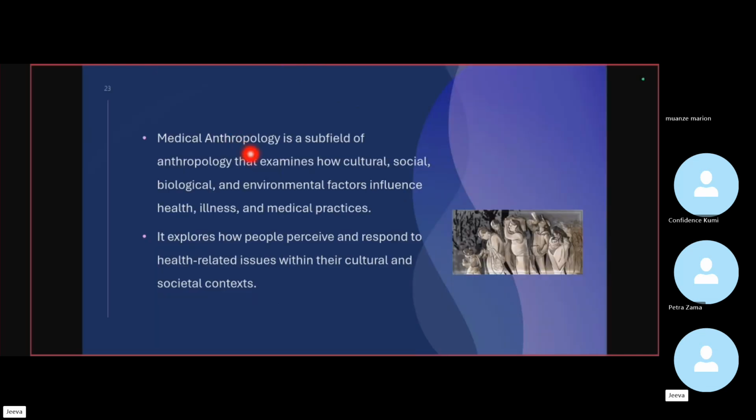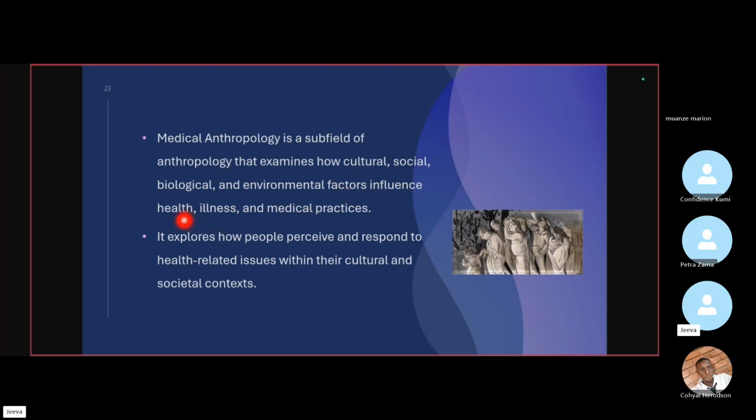So medical anthropology is another subfield of anthropology, which will examine how the culture, the social, the biological, and the various environmental factors can influence the patient's health, illness, and the medical practices. So this is what your anthropology will look after. That means it examines how the different cultures, social and biological, and the various environmental factors will influence the people's health, their illness, and the medical practices.